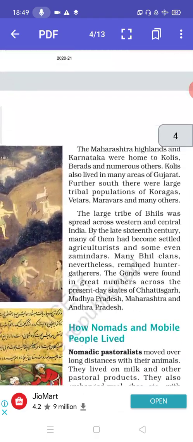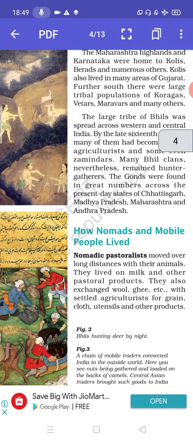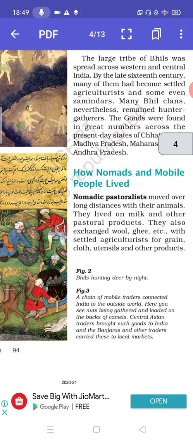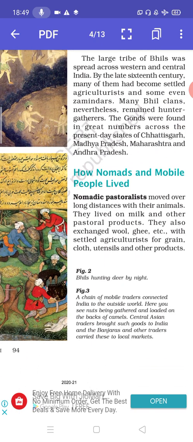We have ended at how nomads and mobile people lived. Nomadic pastoralists moved over long distances with their animals. They lived on milk and other pastoral products. They also exchanged wool, ghee, etc. with settled agriculturists for grain, clothes, utensils, and other products. So obviously nomadic people are those who do not reside at a particular place for a long time. They live there for some time and then they move to some other place. So that's why they are known as nomadic.